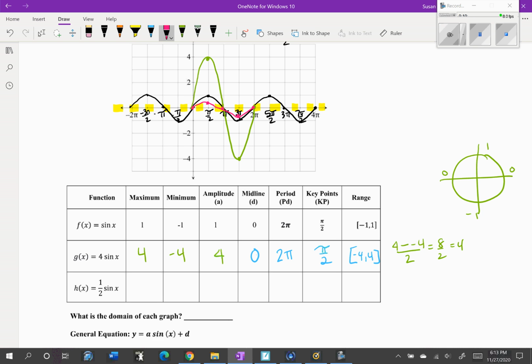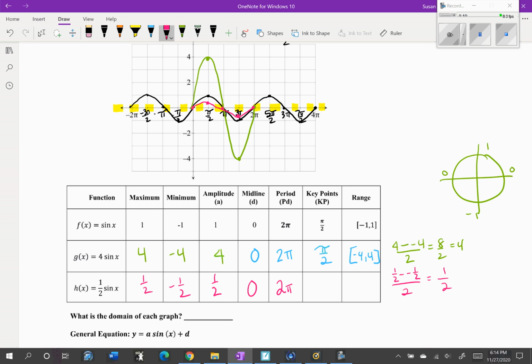So notice your maximum is 1/2, your minimum is negative 1/2. So that means that your amplitude is going to be 1/2, because again, you would take your maximum minus your minimum divided by 2. So this would be 1/2 plus 1/2, which is 1, over 2, which is 1/2. And the midline hasn't changed at all. It's still at 0. Your period, 1 wavelength, is still 2 pi.